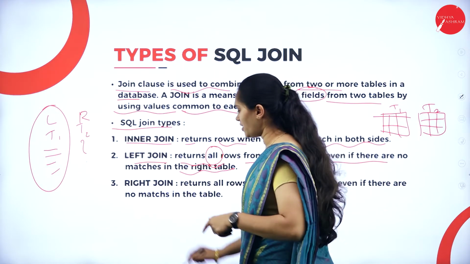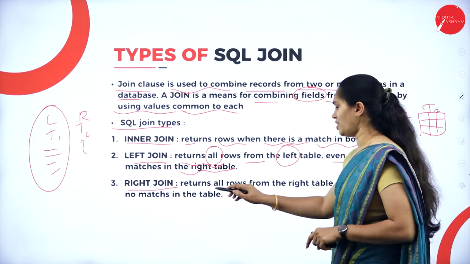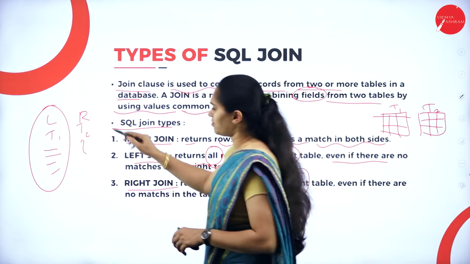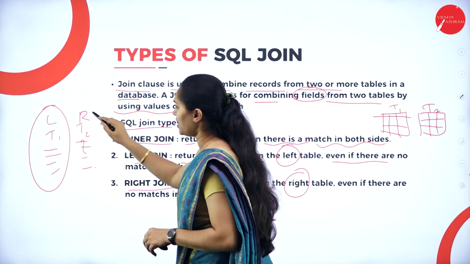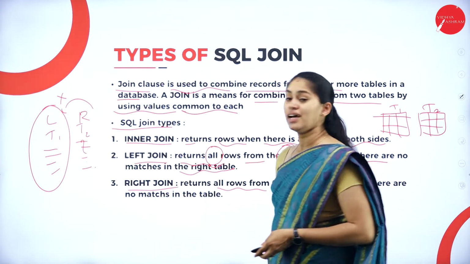table. Then, contrary to this, we have a right join. Here it will return all the rows from the right table. It will return all the values we have in the right table, even though we didn't find a match in the left table. That is right join.